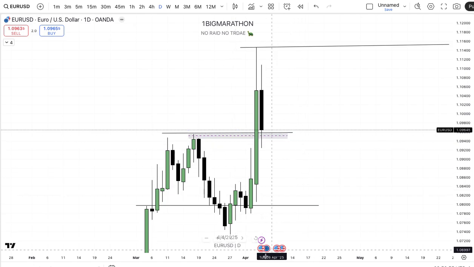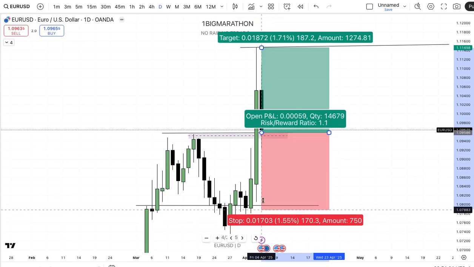It's a breaker block. So there's a high chance that this will continue from here, start buying from here and start buying from here. Where is it going? To the next draw on liquidity.